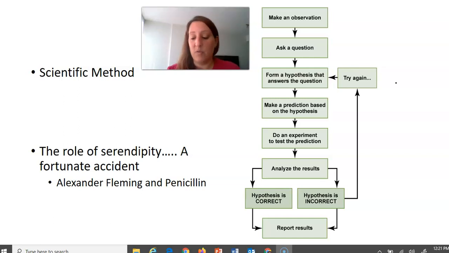Okay, we wouldn't have found that if he just threw his plates away. So yes, there's definitely a role of serendipity in science.